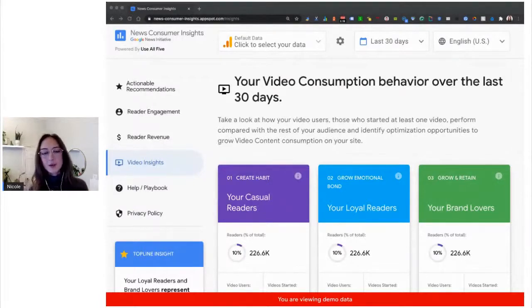So once the video consumption data is available, you'll be able to analyze how your audience segments are interacting with your videos. So video starts, videos completed, average watch time, and overall video recirculation. And similar to the reader revenue tab, if you don't have the NTG video tag implemented yet and you wish to see our recommendations, you will be given an option to populate them in the actionable recommendations tab.